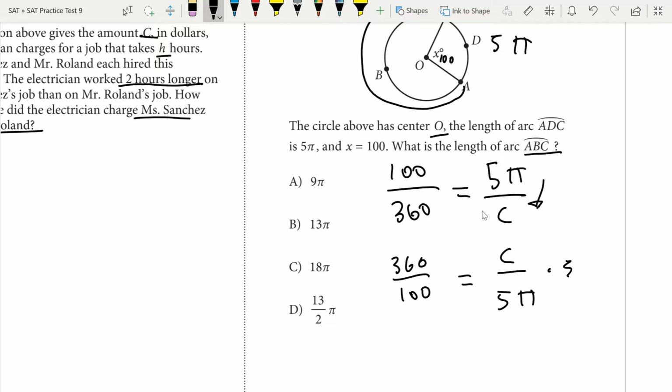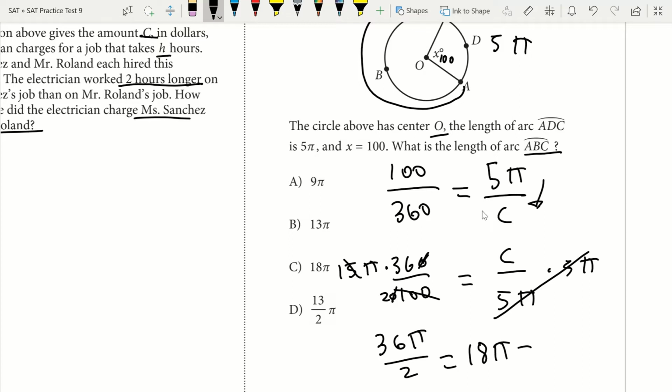Because by flipping it like that, we can multiply each side by 5 pi, right? We go ahead and simplify here. We know that 5 goes into 100. We have a 1 there, and we have a 20 here. Okay, we can go ahead and cancel these zeros as well. So now we have 1 times 36 times pi, so 36 pi over 2. We know that's going to equal 18 pi, which will equal our circumference.